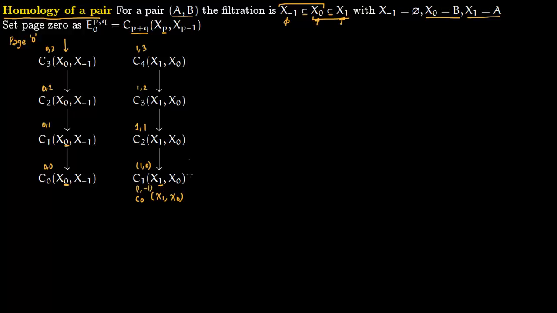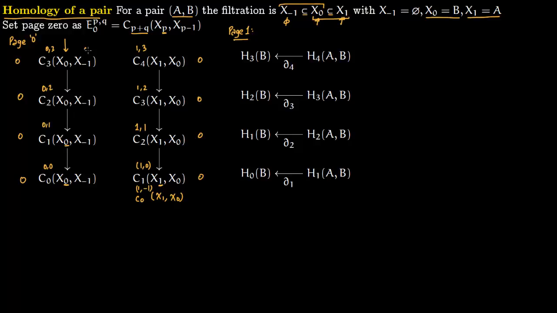So everywhere else you have zeros. If you look at further columns here, it will just have zeros. And if you look at the columns on the left, it will just have zeros. So this is our page 0. Now we start taking the homology here and land up in page 1.